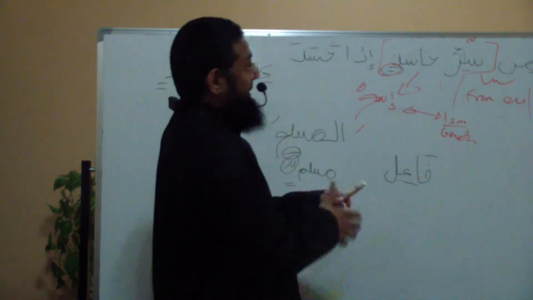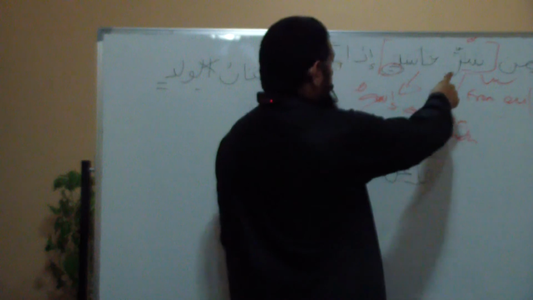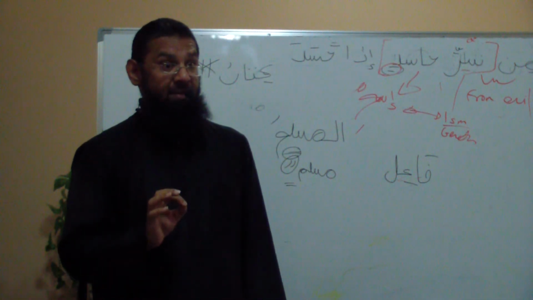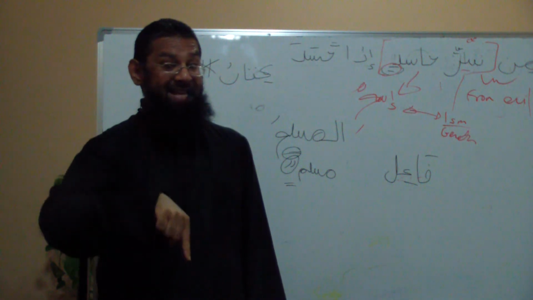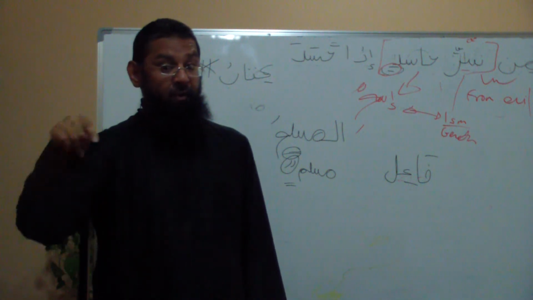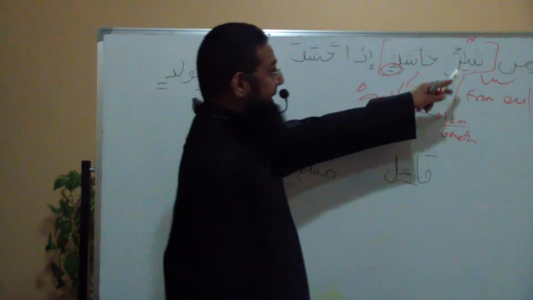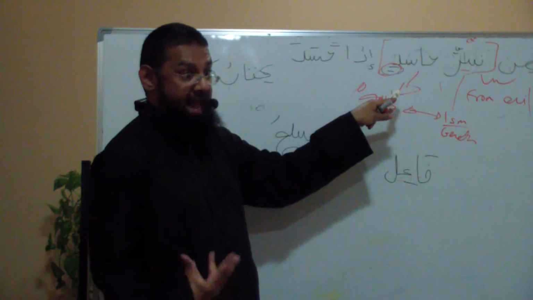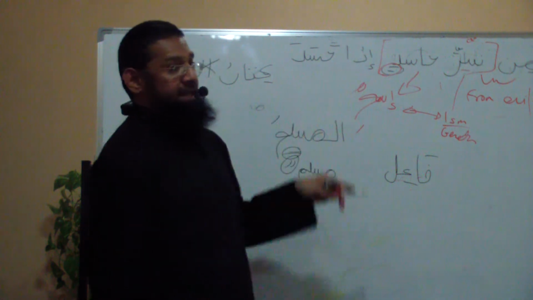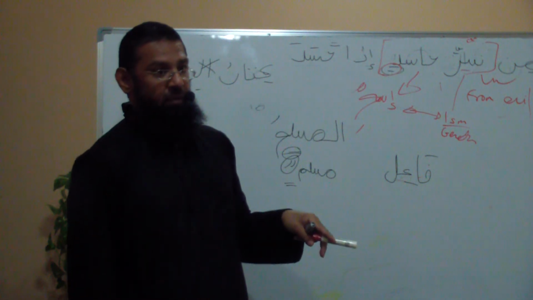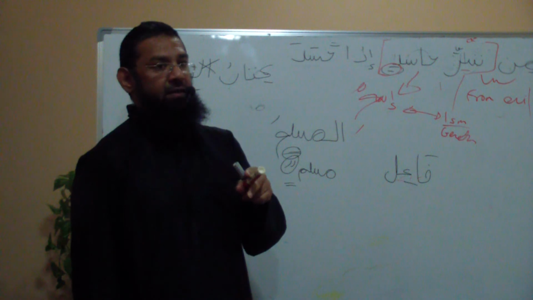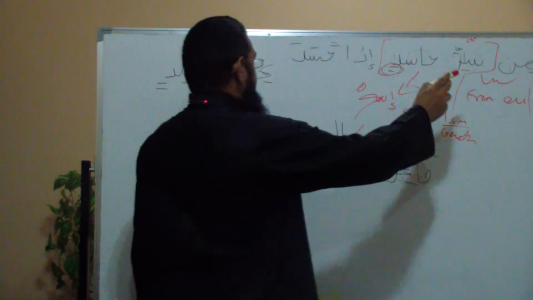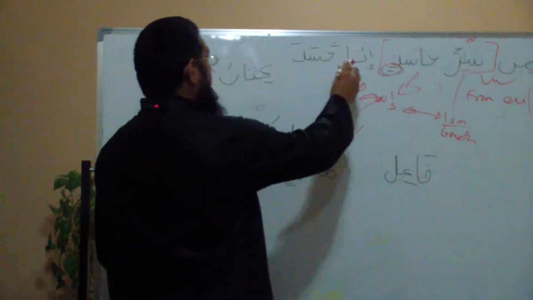So it's min sharri, from the evil of, not of the envier, because it's hasidin. So it must be of an envier, not of the, but of an envier. So from the evil of an envier, a hasid, an envier person. Either, what is either? Harf, yes? When. Excellent. Well done, Tabaraka. So from the evil of an envier, when hasada.